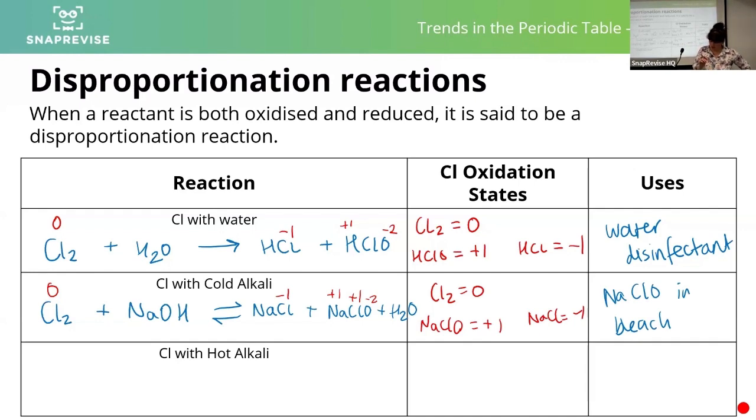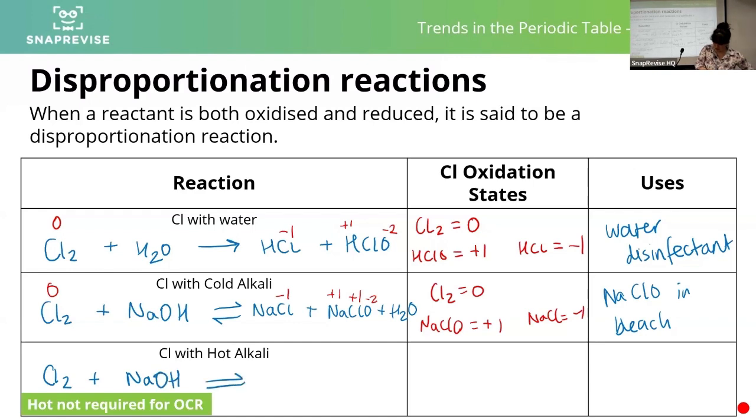Lovely. And hot alkali. Now, if you are OCR, you don't need to be able to do hot alkali, so this bottom one is not necessary. But funnily enough, it's very similar, and I think quite interesting. Because if you've got hot alkali, so you've got a little bit of extra heat in that reaction, we actually end up forming NaClO3, and then NaCl, same as above, and water, same as above. You can just memorize this if you want, or you can work it out each time. I'm just going to write it in because we're running out of time.